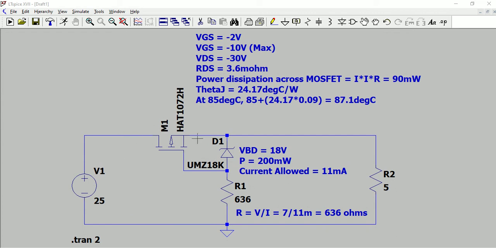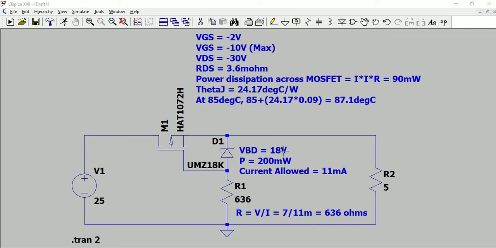So that is how the first MOSFET will be selected, and then we have to drive the gate of the MOSFET. This gate drive should not go beyond 10 volts. So for that we have used a simple Zener based circuit at the output of the MOSFET, which is the source, and this breakdown is selected as 18 volts.